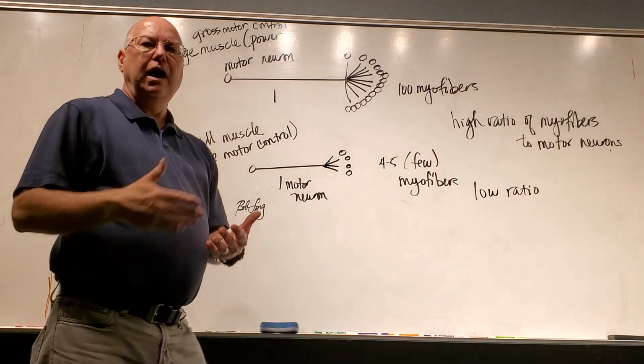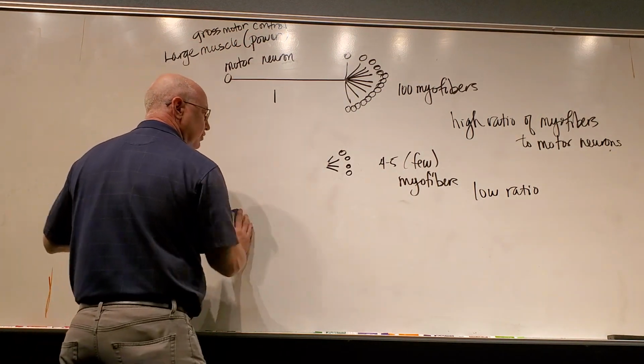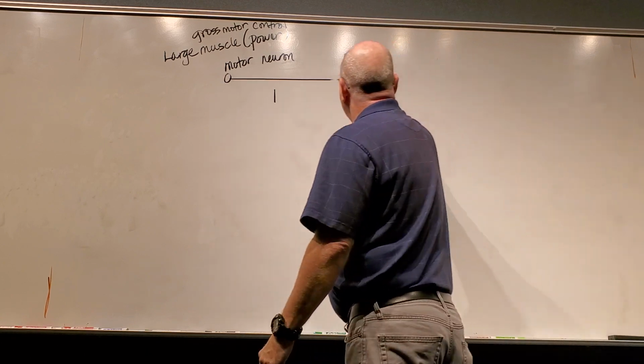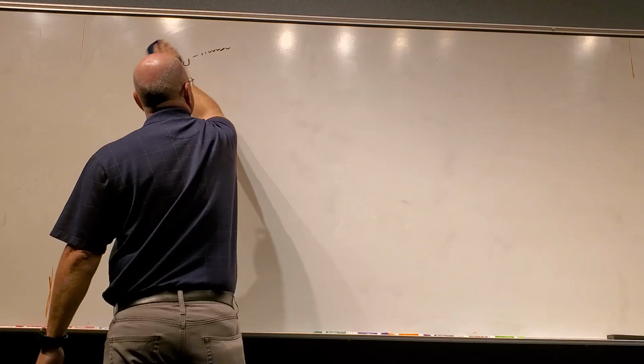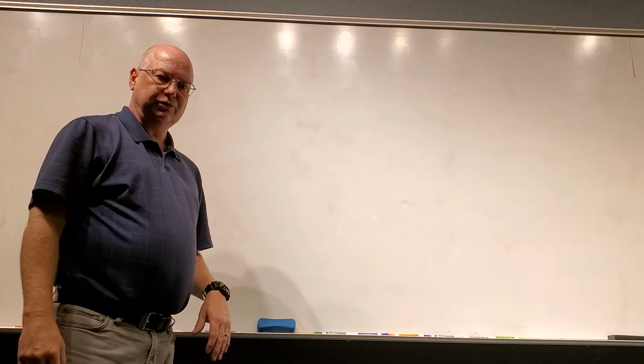All right, now I've got a little bit more to do. Let me knock this out, so we can be done with all of this. We're going to talk about isotonic and isometric contractions, concentric and eccentric, and we're going to talk about fast twitch, intermediate twitch, and slow twitch muscle.